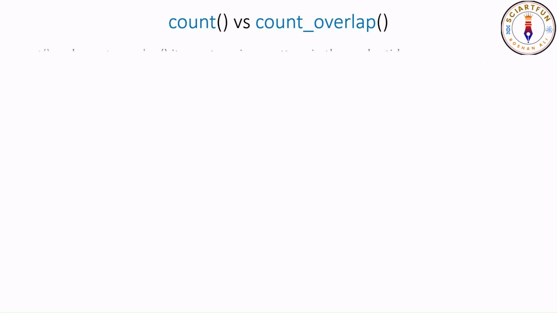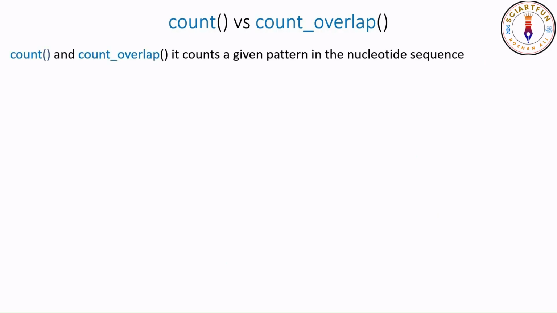Both of these commands count the number of a specific nucleotide or a pattern of nucleotides in a given sequence. The steps to follow are the same as you followed for all the other methods. This is, suppose, your sequence. You create a class Seq object first, as you did for all the previous methods.